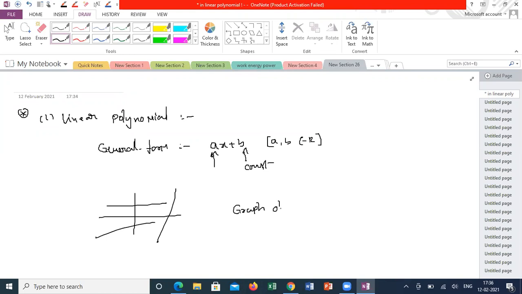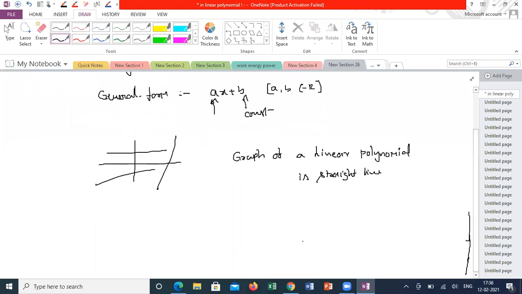Yes, sir. The graph of a linear polynomial is a straight line. How many zeros are available for a linear polynomial? Only one zero, sir. That is called the solution of that linear equation. So for the zero of the polynomial, if I take ax plus b equal to 0, then ax is equal to minus b. From here, x is equal to minus b by a. So this is the zero of the linear polynomial.